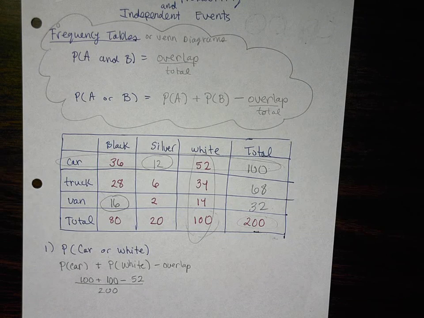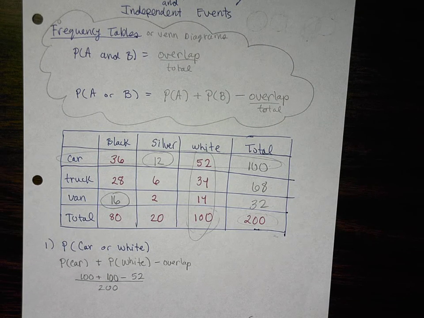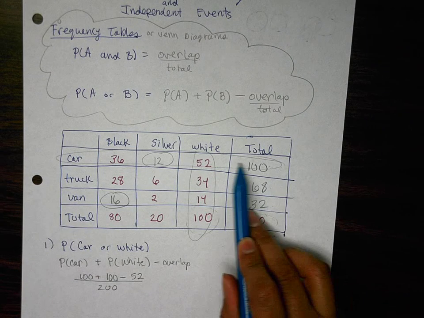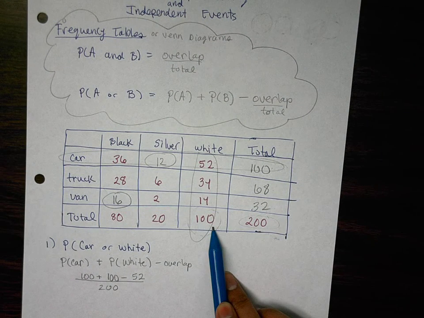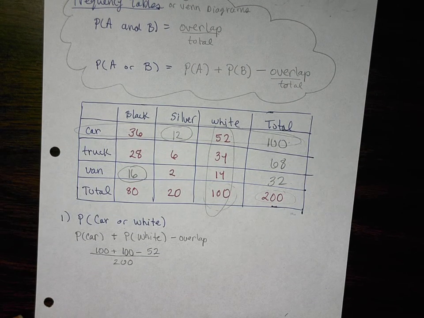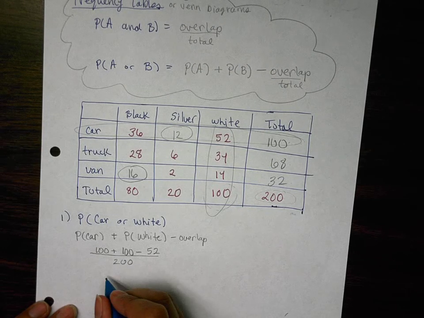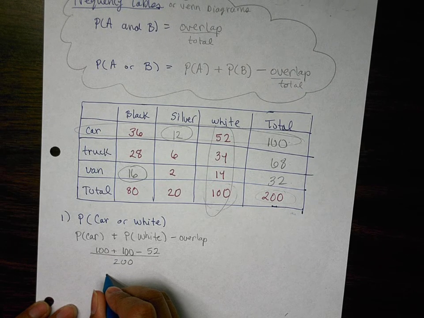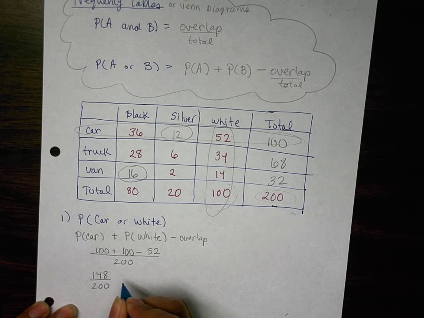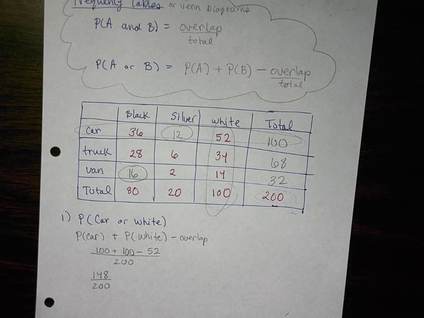Why do we have to subtract it? Pay attention, please. Because we counted it twice. Did I count the 52 when I had this 100 right here? Did I count the 52 again when I used this 100 here? So I counted it twice. I subtracted. 100 plus 100 is 200. Minus 52 is what? 148. Over 200.